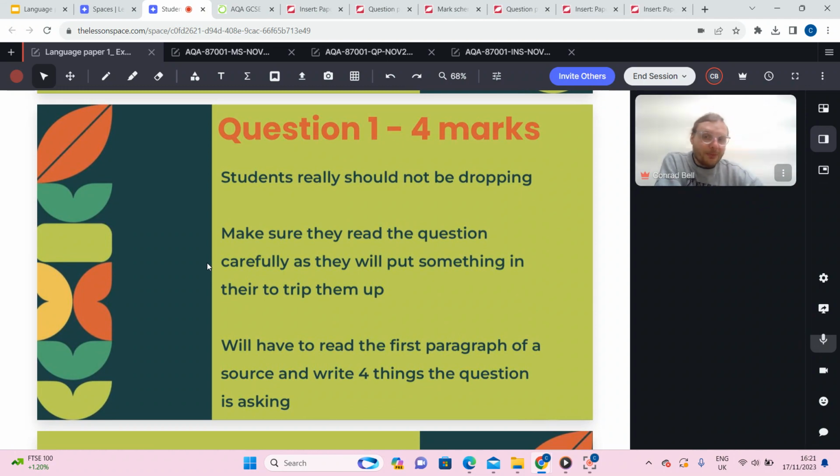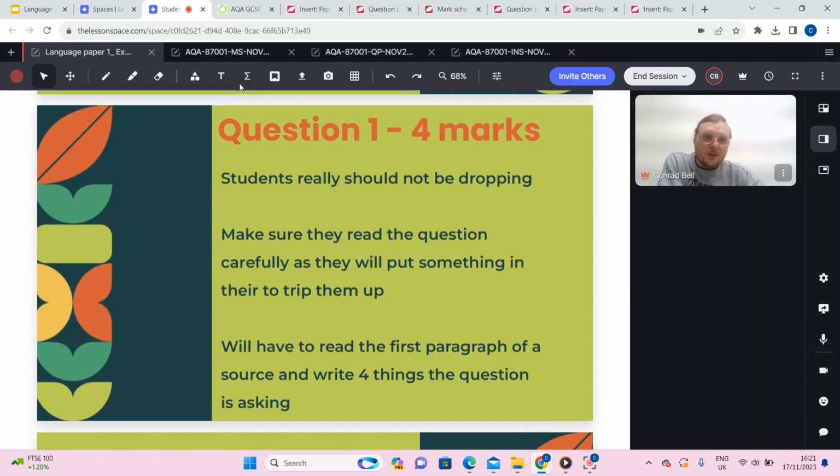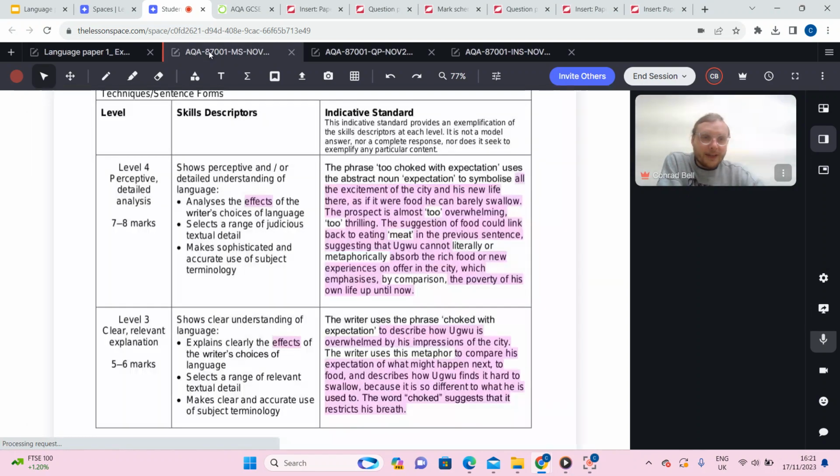So, question 1, 4 marks. Students should really not be dropping marks. Make sure they read the question carefully, as sometimes they do put things in to trip you up. But if you read the question and the source carefully, it should not be an issue. They'll have to read the first paragraph of the source and write 4 things it's asking. So let's go through the paper while we do this.